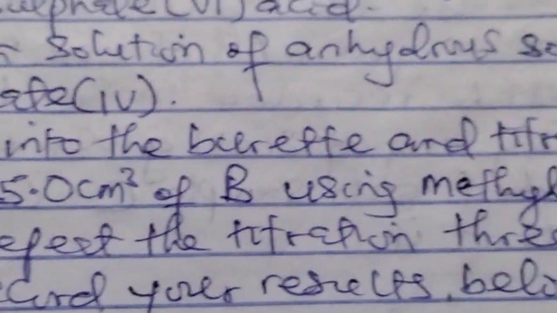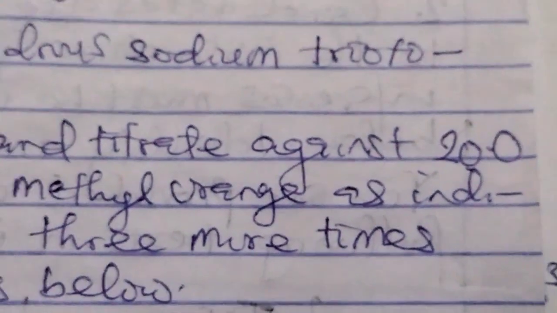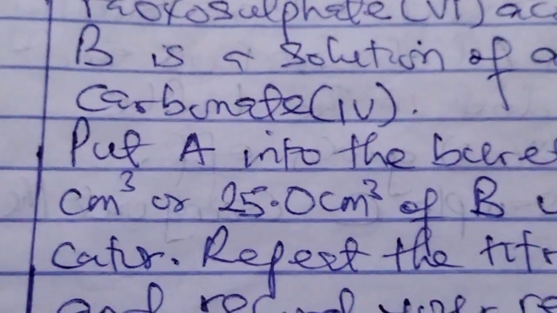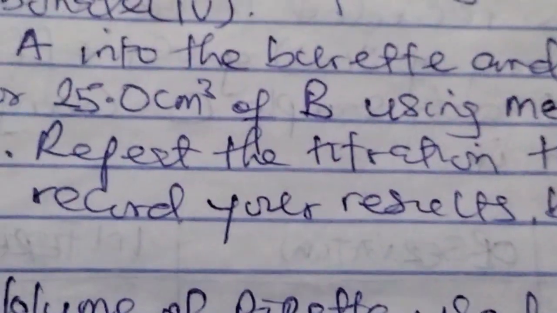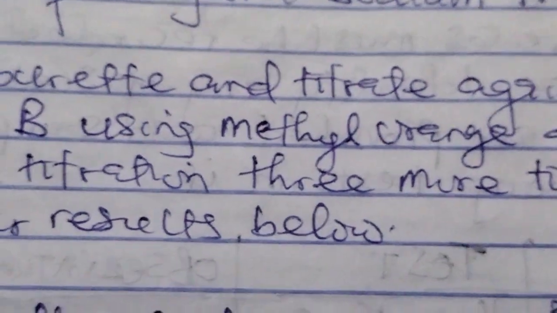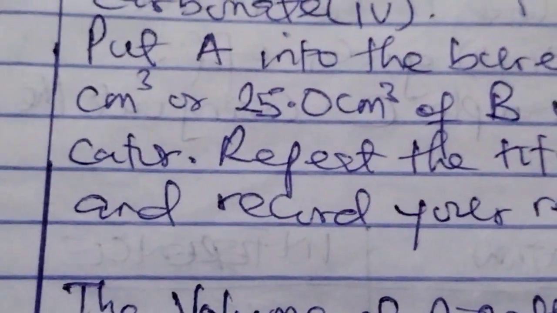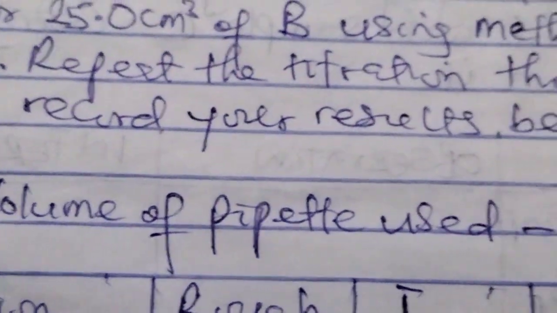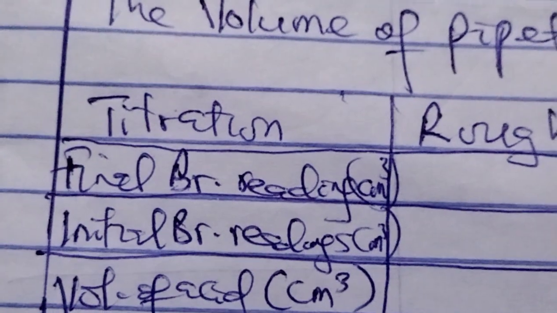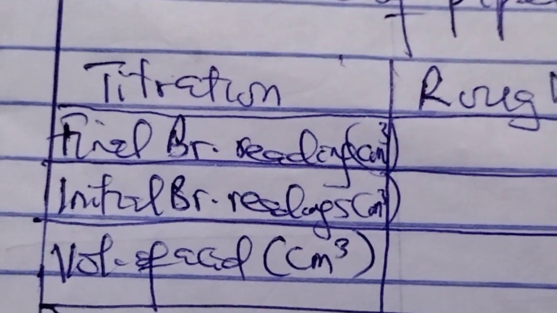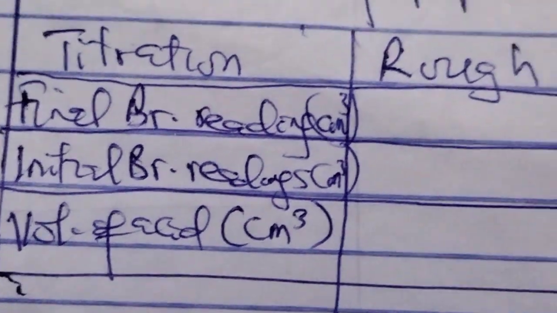Put A into the burette and titrate against 20.0 cm³ or 25.0 cm³ of B using methyl orange as indicator. Repeat the titration 3 more times and record your result below. We'll have the format: the volume of pipette used equals, and a table with titration, final burette readings in cm³, initial burette readings in cm³, volume of acid in cm³, and the rough column, then first, 2, and 3.